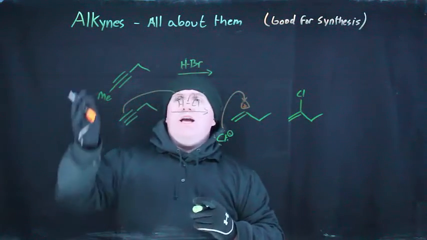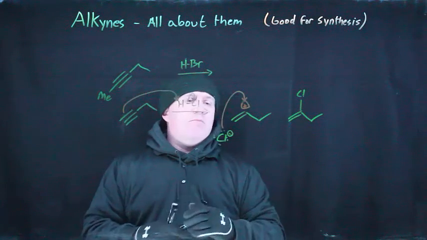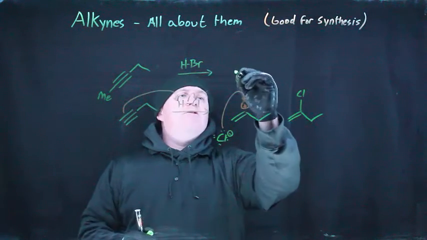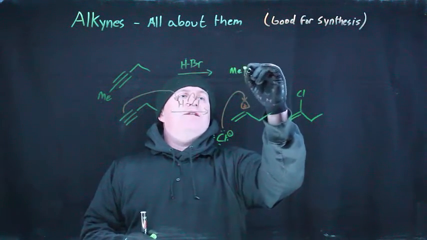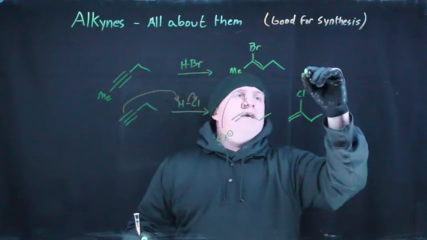Now, with, say, this material and HBr, you can't tell which cation is going to be better. They're both going to be secondary and they're both going to be vinyl, and so you end up making both potential products, and there's really no differentiating them. So you'll make some of that, and you'll also make some of this.